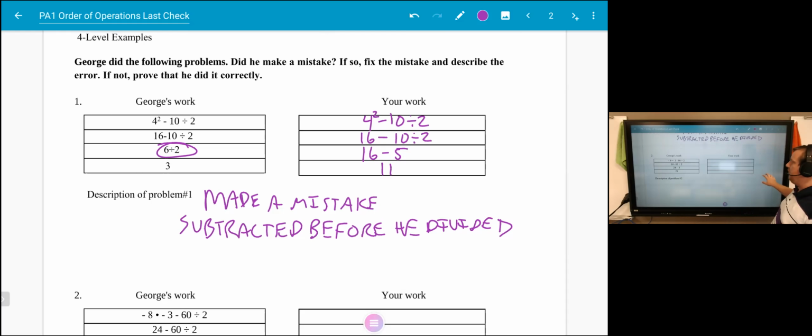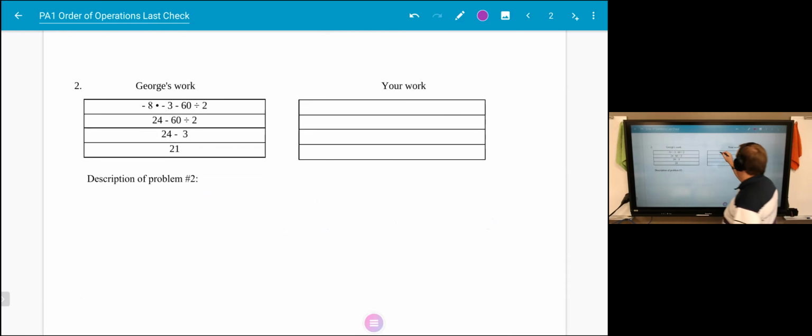Let's look at number 2. Let's write this out. Negative 8 times negative 3 minus 60 divided by 2. Okay, lots going on here. Well, I need to do my multiplication and division left to right before I can take care of subtraction. So negative times a negative is a positive, so that's 24. Minus 60 divided by 2 is 30.